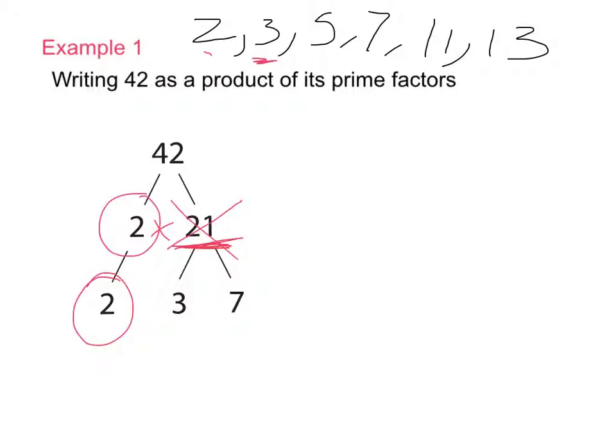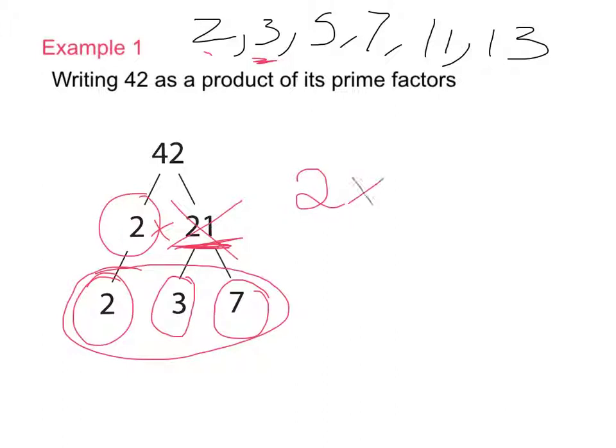Is 21 in the 3 times tables? Yeah. So I know I can do 3 times something. The factor pair for 21 involving 3 is 3 and 7. So these are my prime factors of 42. And so my answer would be 2 times 3 times 7. And if I work that out, 2 times 3 is 6, 6 times 7 is 42.